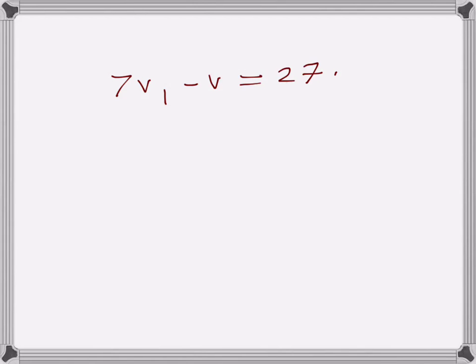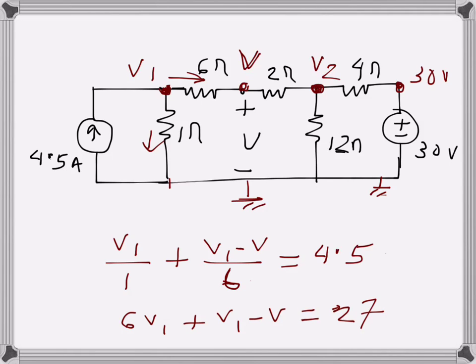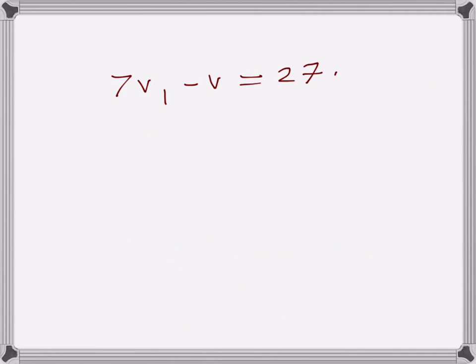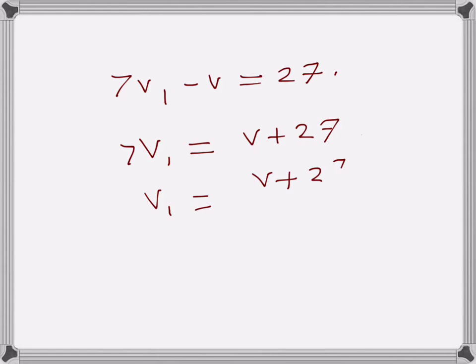Since I am interested to find V, when I write the KCL equations for all the nodes, I will end up getting three unknowns, V1, V and V2, but I want to know what is V, so I will express all the equations in terms of V. Instead of writing like that, I will substitute V1. So this is my V1 in terms of V.